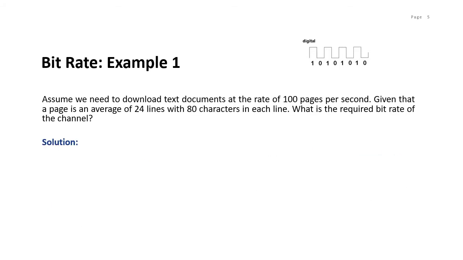Okay, let's do an example together. Assume that we need to download text documents at the rate of 100 pages per second. What is the required bit rate of a channel? Assume that a page is an average of 24 lines with 80 characters in each line. Okay, so there's no specific equation for bit rate, but in general, we can generalize bit rate as frequency multiplied by bit depth multiplied by channels. Frequency could be in terms of frequency or sampling rate, and channels depends on whether there's only one channel. If it does not specify more than one channel, then we just multiply by 1.